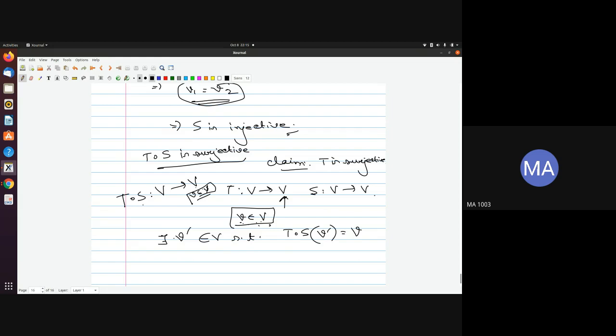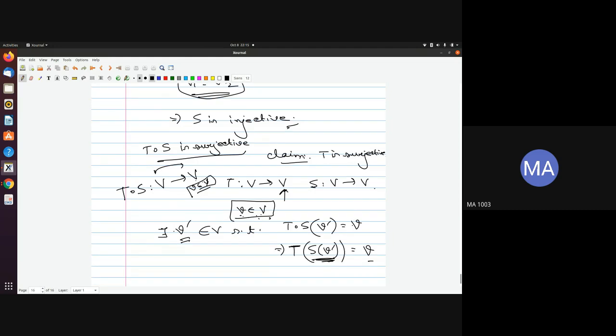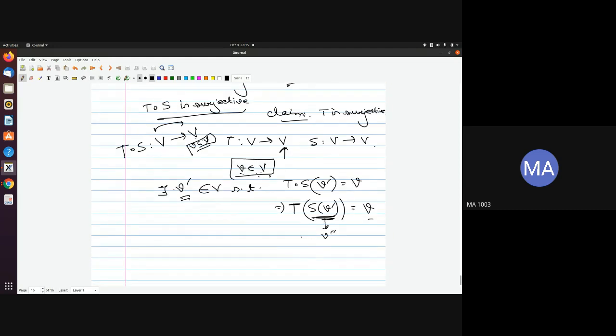Now T compose S is surjective. What does it mean? There exists some element here as an input which is going to this V. So let this element be V prime. So there exists some V prime in V such that T compose S of V prime is V. Now what does it imply? T of S(V prime) is V. So S(V prime) is my pre-image of V with respect to T. If I call this S(V prime) as V double prime, then T of V double prime is my V. So V has a pre-image. I have chosen V from here, I have a pre-image here. Correct? So T is surjective. Is it clear?